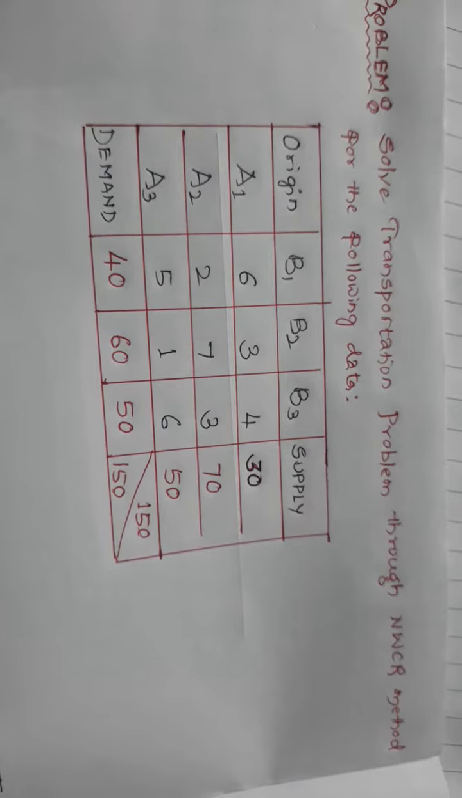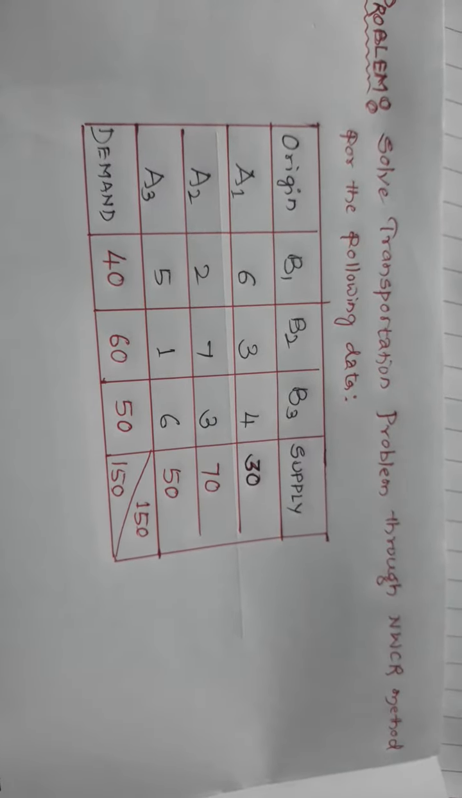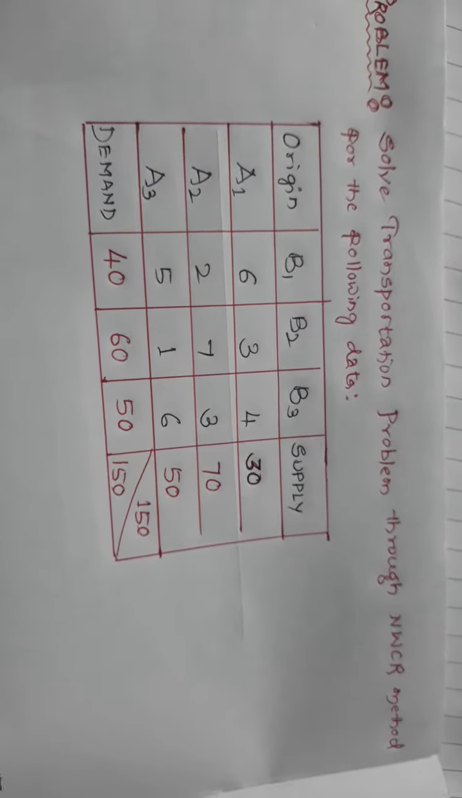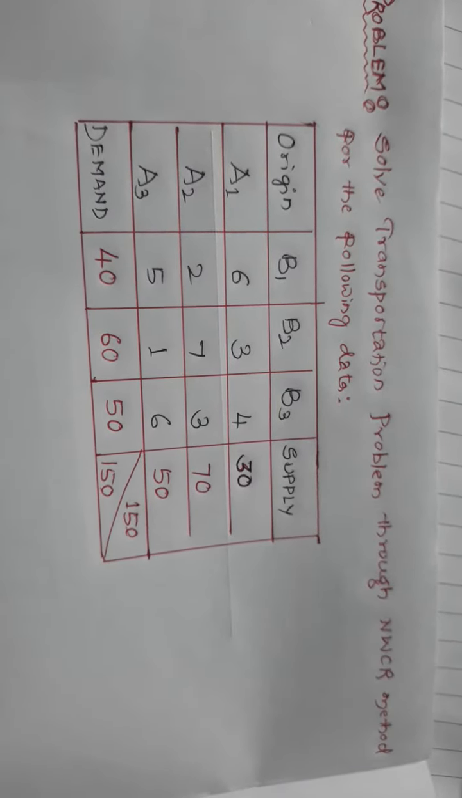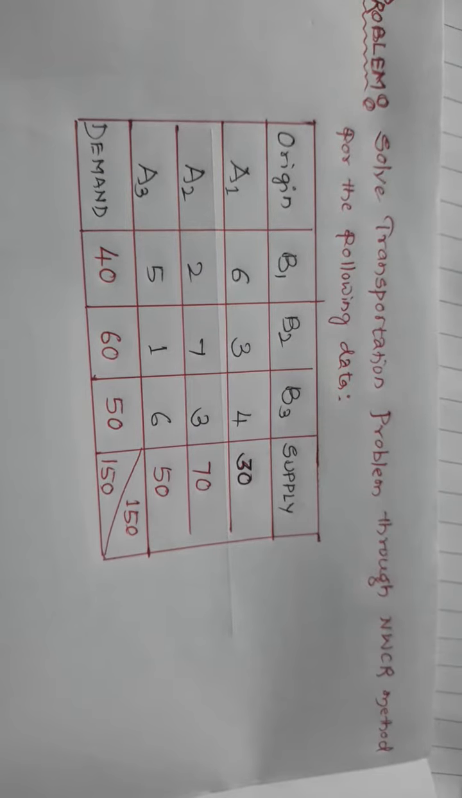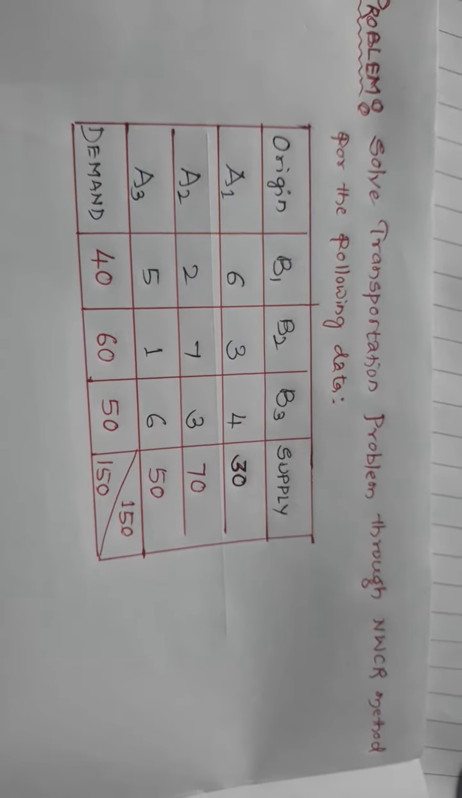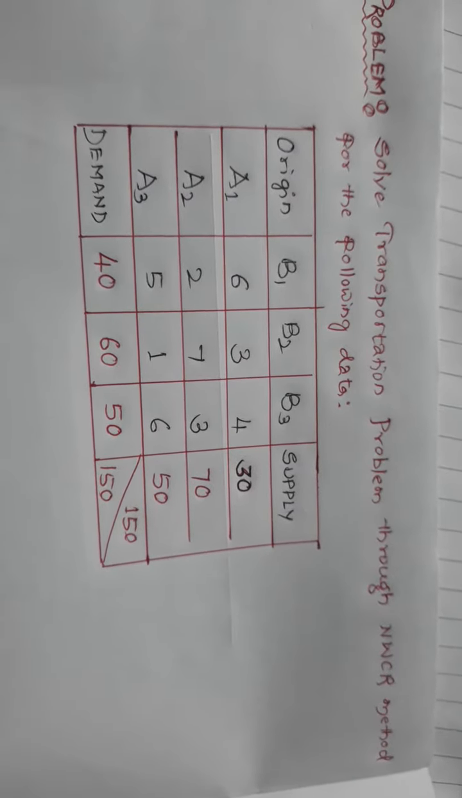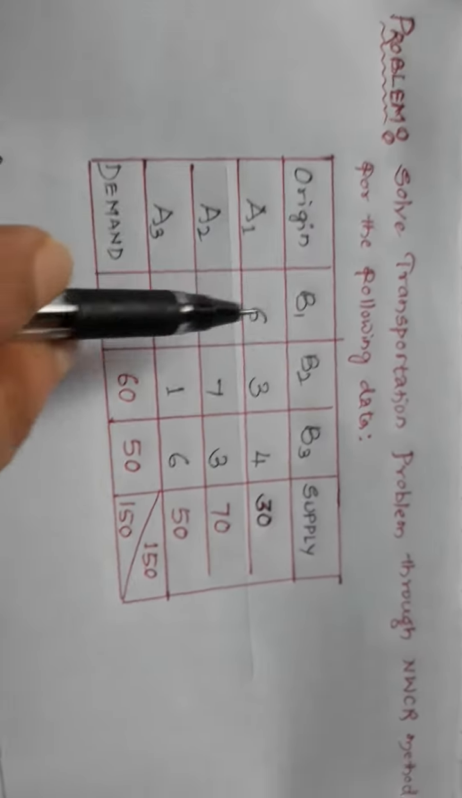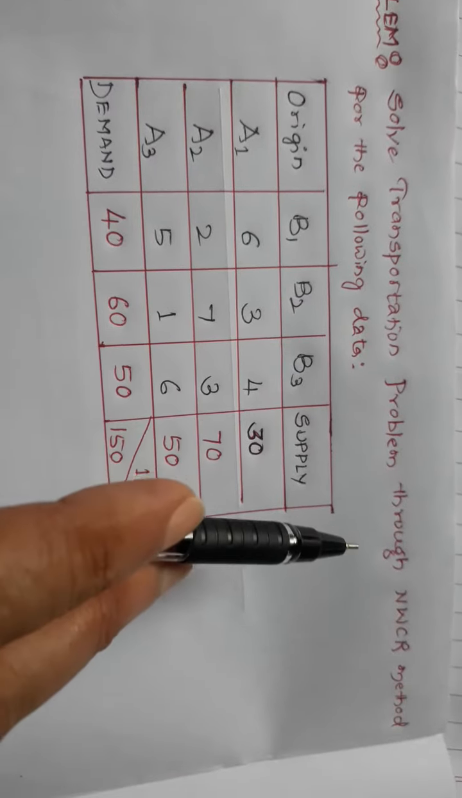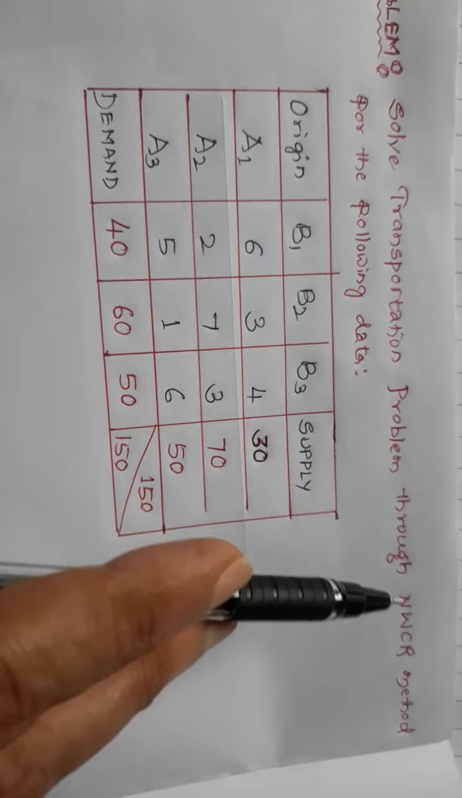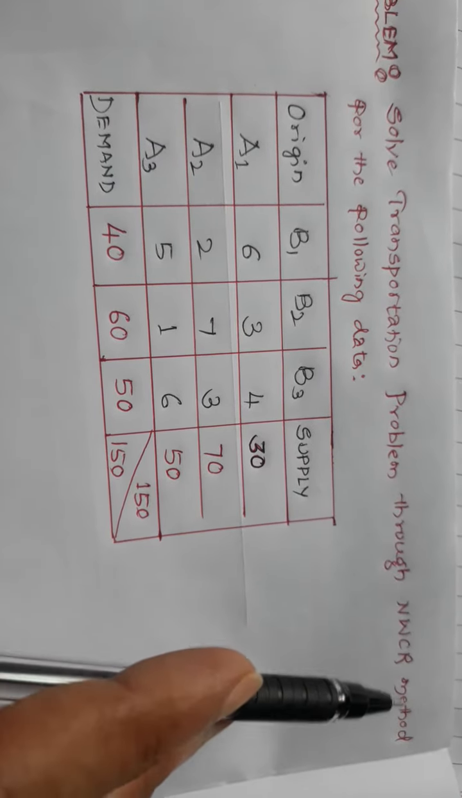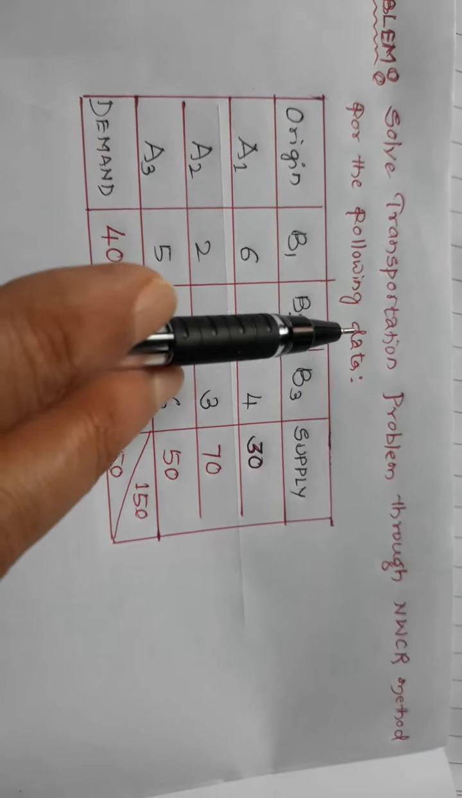In the last video, we discussed the meaning of transportation, methods of transportation and types of transportation. Now, in this video, we solve a problem related to the transportation problem. Just check out the problem. Solve the transportation problem through the NWCR method. NWCR means Northwest Corner Rule method, for the following data.